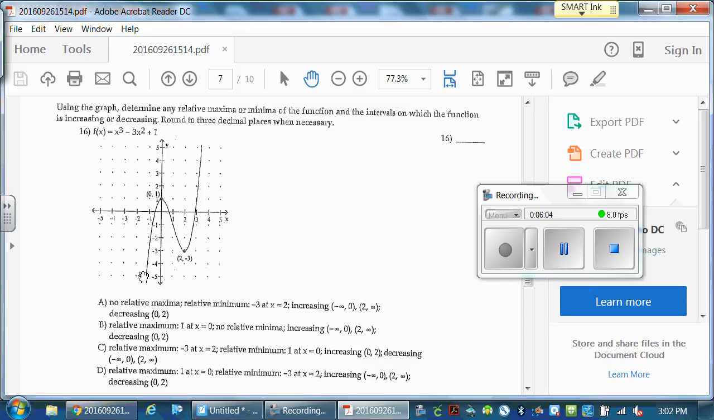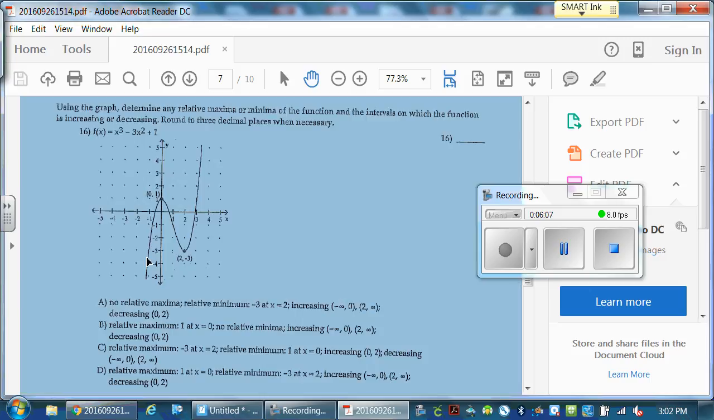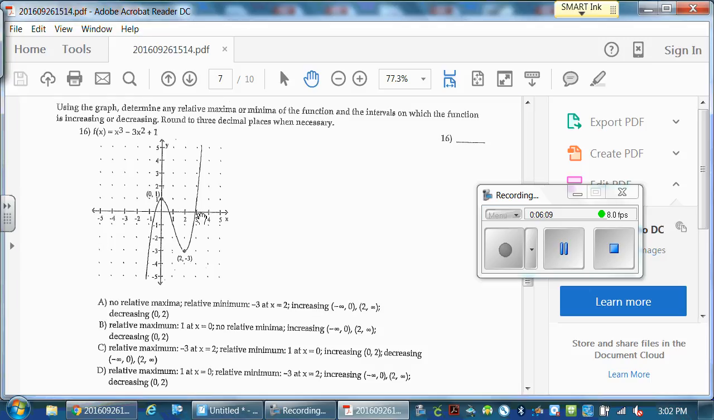It's increasing from -infinity to 0. Then it's decreasing from 0 to 2. And it's increasing again from 2 to infinity. So -infinity to 0 and 2 to infinity, increasing; decreasing, 0 to 2. My answer is D.